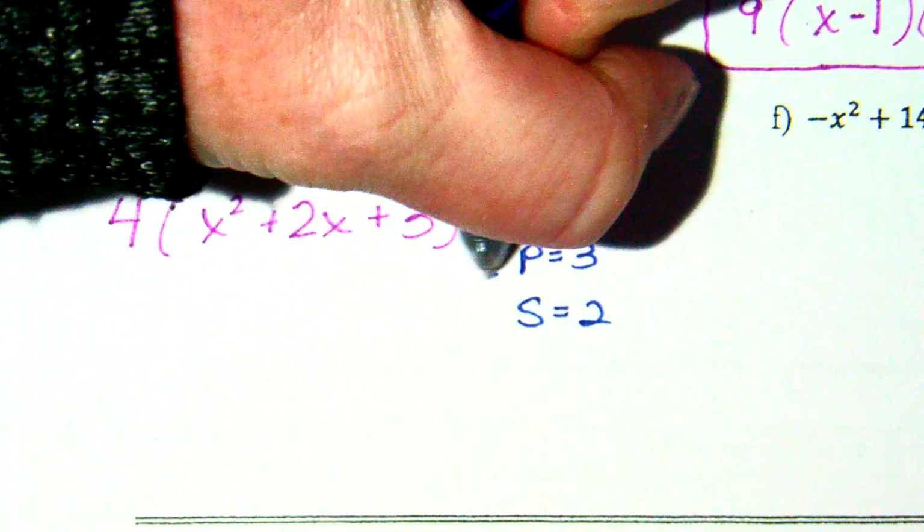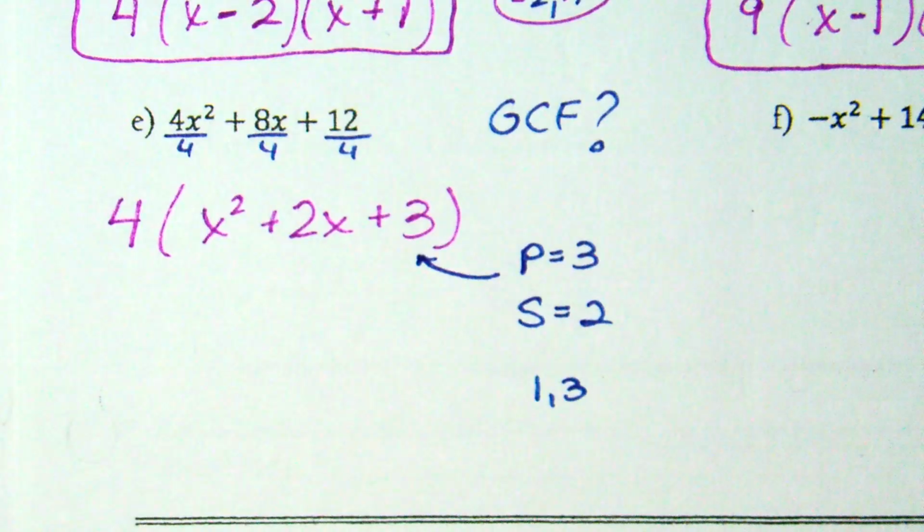Does 1 plus 3 give me 2? No. The only way I can get 2 here is if I have 3 minus 1. But am I allowed a negative sign? No, not if it multiplies to be a positive. They're either both positives or both negatives.